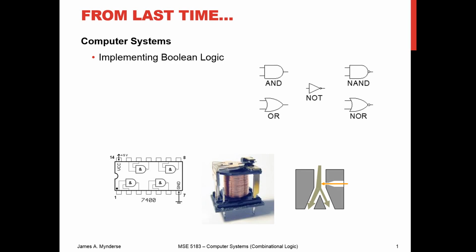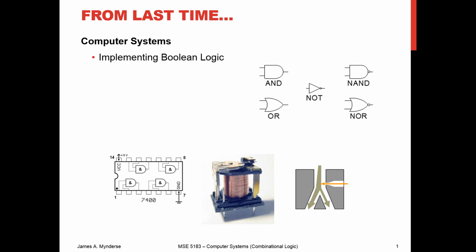Hi folks. So last time we were talking about implementing Boolean logic. We talked about drawing some pseudo circuits using our symbols there in the upper right. We talked about implementing Boolean logic or combinational logic as electronic systems using 7400 series ICs or CMOS. We talked about implementing Boolean logic using relay logic or fluidic logic.